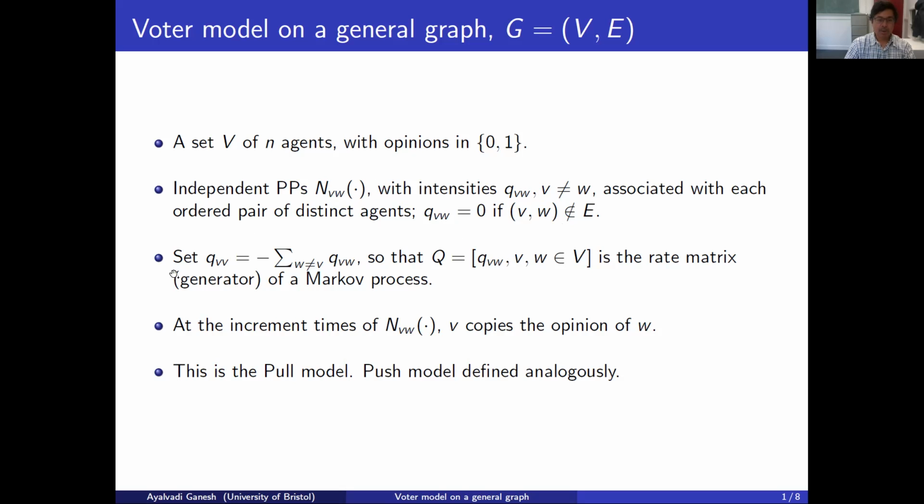Okay, so we'll also define q_VV to be such that the row sums, so we'll define a matrix Q whose off-diagonal elements are these intensities of the Poisson processes. And we'll set the diagonal elements in such a way that the row sums are all 0. And recall that any matrix with that property, that the off-diagonal elements are non-negative and the row sums are 0, is the rate matrix or generator of a Markov process.